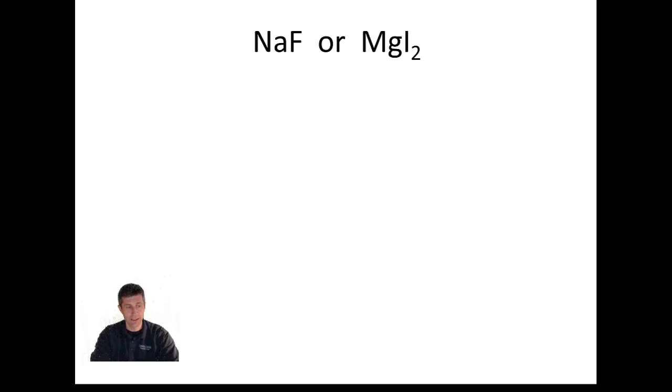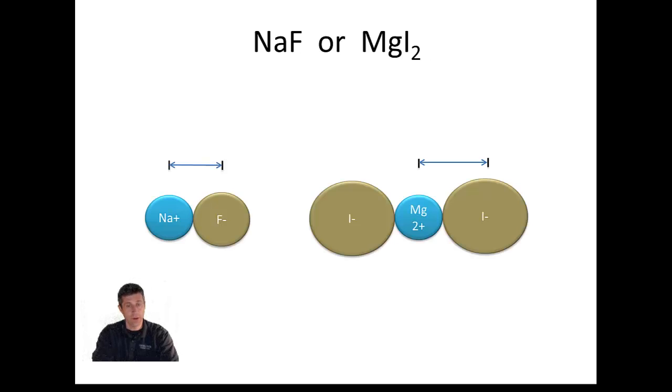We compare that to magnesium iodide. Iodide is much larger and -1. Magnesium is larger and +2. So we have a stronger charge, but they're further apart from each other in magnesium iodide. In sodium fluoride, we have smaller charges, but they're closer together. So which one will dominate? We can diagram it like this.